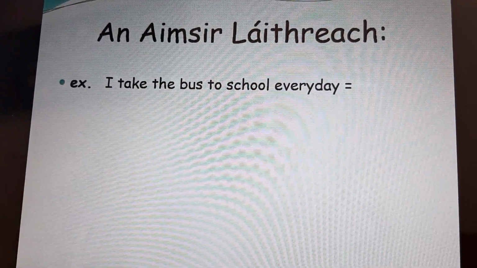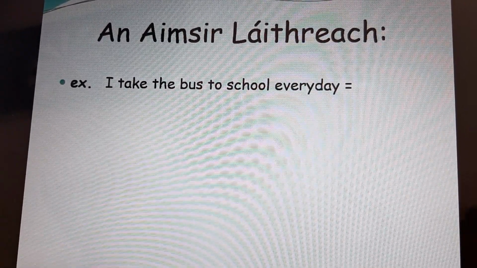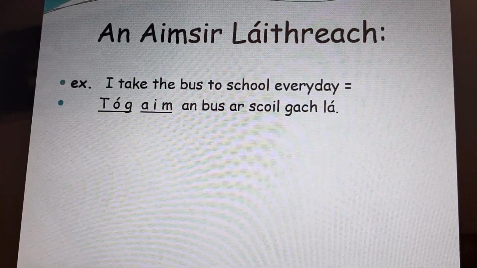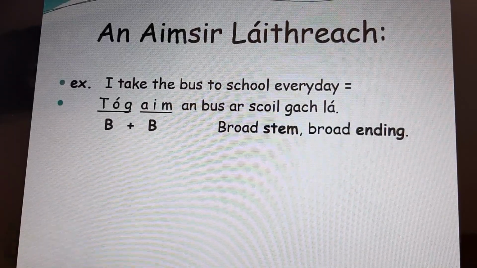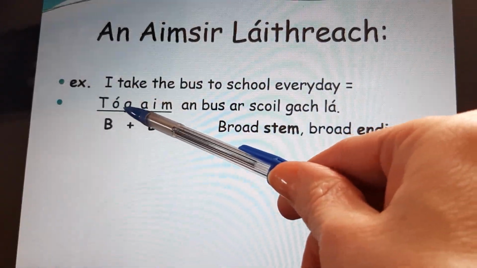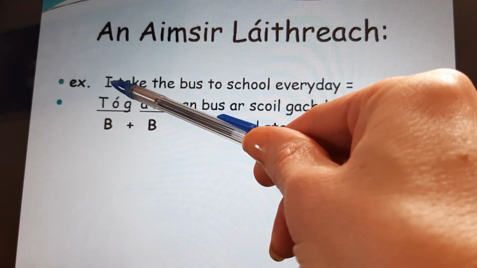Couple of examples: "Tógaim", I take the bus to school every day. Now remember your rule: stem of the verb plus the correct ending. So what's the stem of the verb? It's tóg. Then I decided that tóg was broad.